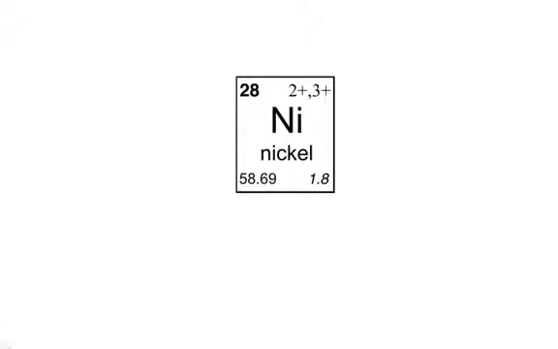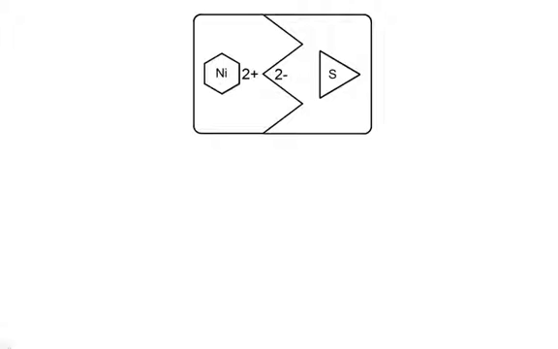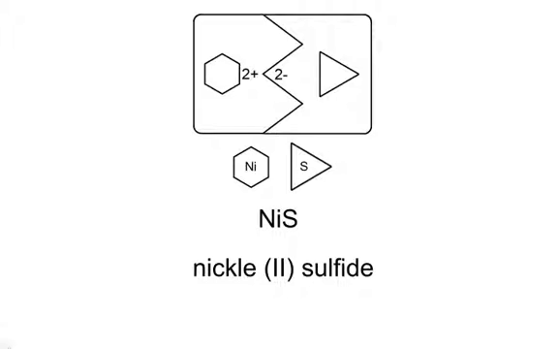Let's do one more example. Let's look at nickel, which comes as a 2+ or a 3+. If we use the nickel 2+, if we were to combine that with the sulfur, we would end up with a 1-to-1 ratio, which would give us the chemical formula NiS. This would be called nickel 2 sulfide. Again, the 2 in the name has to do with the charge of that nickel atom.